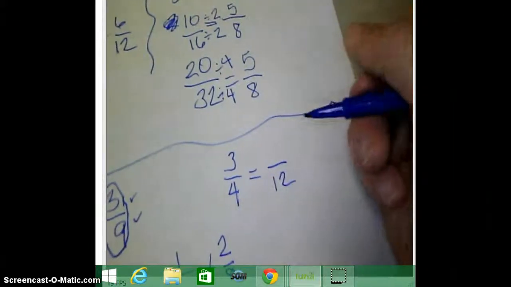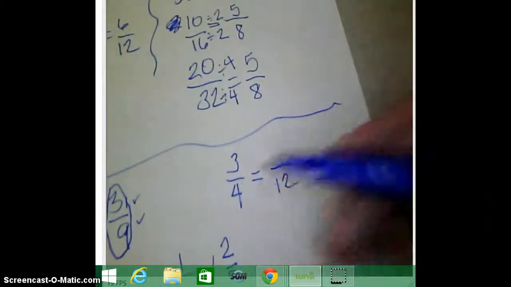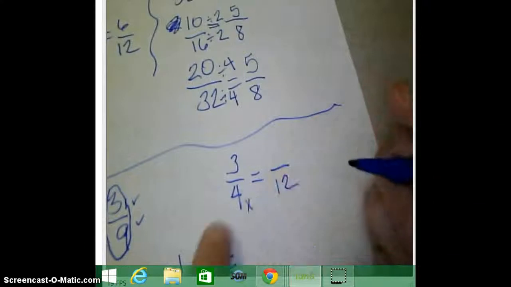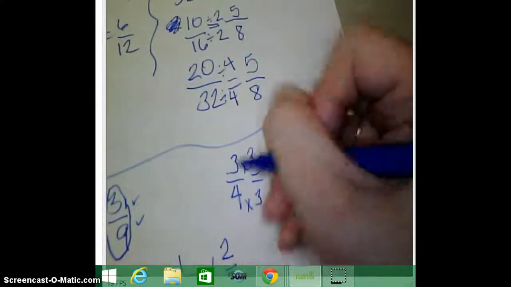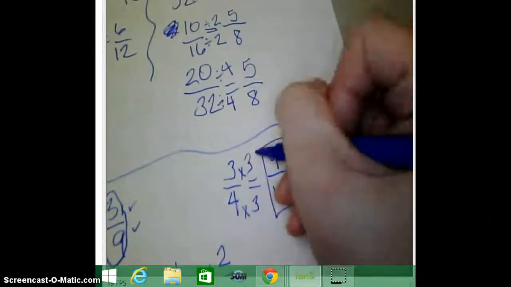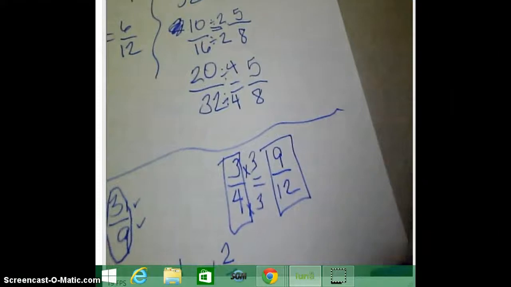Okay, what about 3/4 and 12ths? What if I have this and they ask, what's an equivalent fraction to 3/4 in 12ths? Well, now I just have to figure out how do I get from 4 to 12. That's times 3, and then I'll do it to the top number. 3 times 3 is 9, so now I know what the equivalent fraction is. 3/4 and 9/12 are identical.